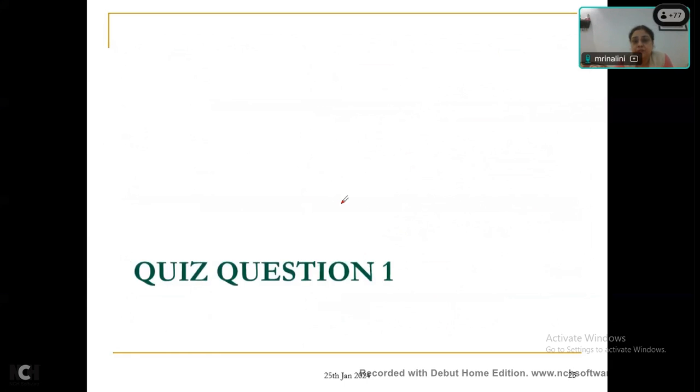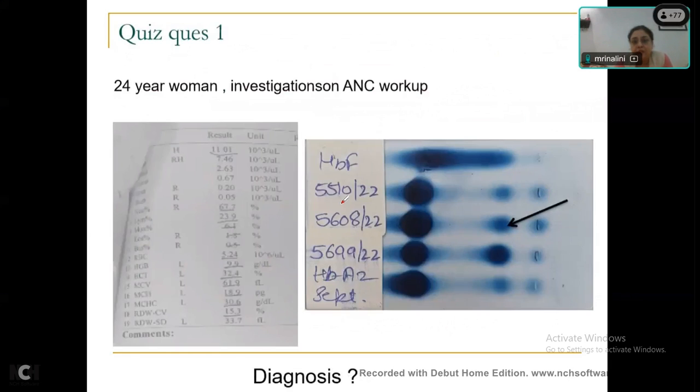So now the quiz question. You have to interpret it. This is a CBC and HB electrophoresis of a 24-year-old woman who had come for an ANC workup. For your aid, I'll just tell you that hemoglobin was 9.8, MCV is 61.9, RDW is 15.3. And this is the lane which you need to interpret. I'll give you 20 seconds, and then all the audience can write the answer in the chat box.